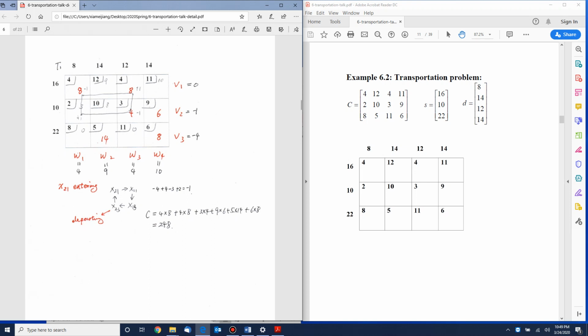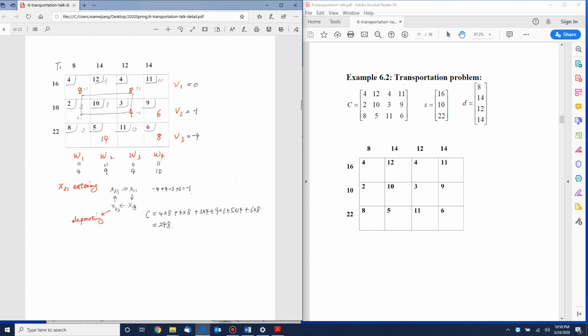So in this way, we simply set v1 equals 0. When we set v1 equals 0, it is easy to find that w1 equals 4. v1 plus w1 equals c11 equals 4, right? v1 is 0, so w1 is 4. And then w3 is also 4. Once we have w3 equals 4, we can find v2 equals minus 1, because x23 is a basic variable. So v2 plus w3 should be 3. And v2 equals minus 1, then w3 equals 4.